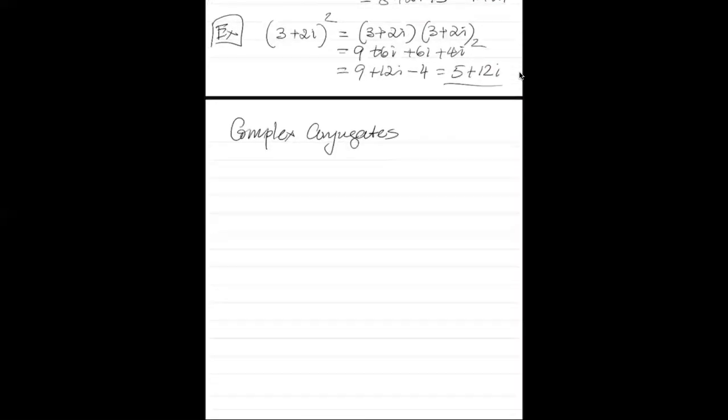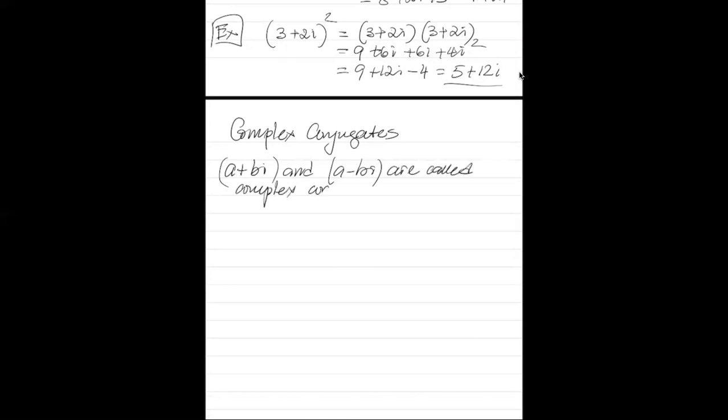So far we have addition, subtraction, multiplication, and before we do division, we need to introduce a concept called complex conjugates. Complex numbers don't have opposites because they're all over the plane, but they have conjugates. So a plus bi and a minus bi are called complex conjugates.